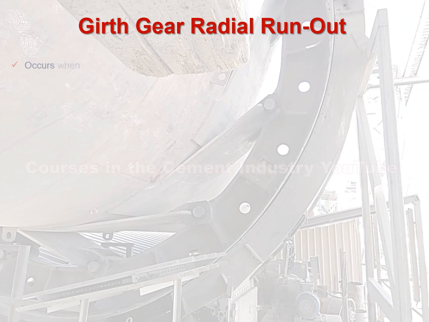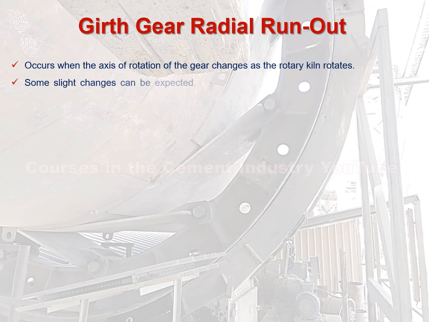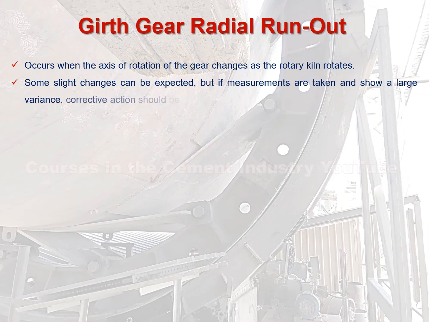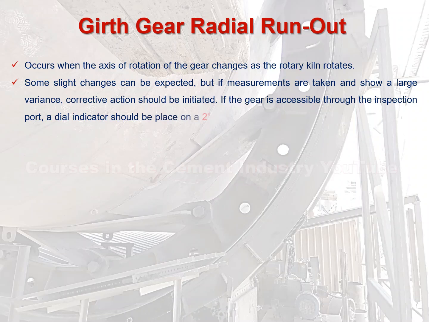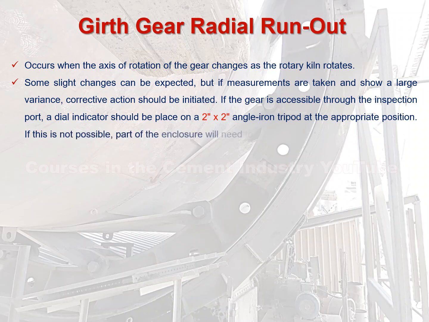1. Runout occurs when the axis of rotation of the gear changes as the rotary kiln rotates. 2. Some slight change can be expected, but if measurements are taken and show a large variance, corrective action should be initiated. If the gear is accessible through the inspection port, a dial indicator should be placed on a 2-inch by 2-inch angle iron tripod at the appropriate position. If this is not possible, part of the enclosure will need to be removed to provide access.